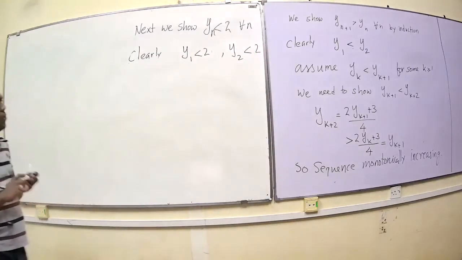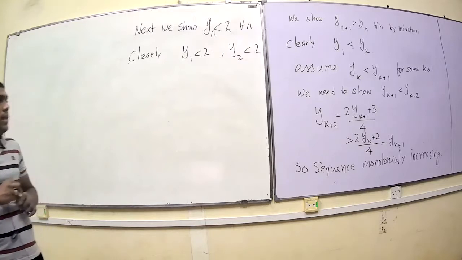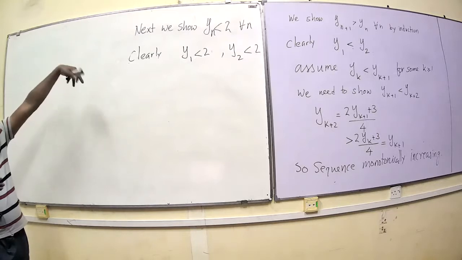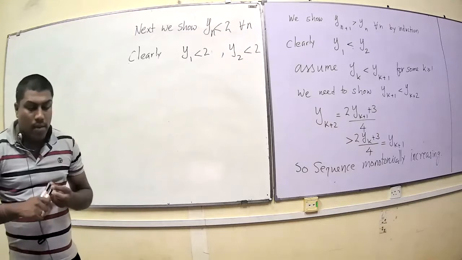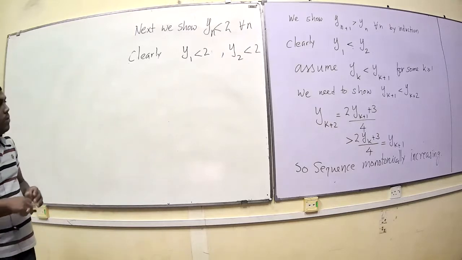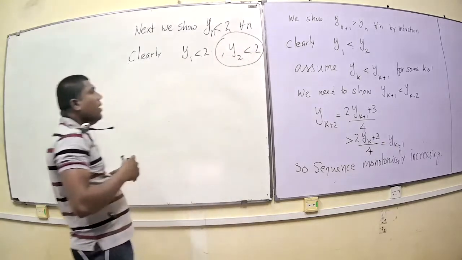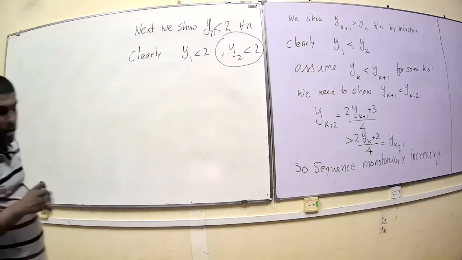So clearly, you know the first two steps are true. y1 is less than 2 and y2 is less than 2. Here, the reason why we go for y2 is because y1 is given, so y2 is the next number which comes according to the formula. Just as an extra, we show that y2 is less than 2, but that is not necessary. Only y1 being less than 2 is enough.